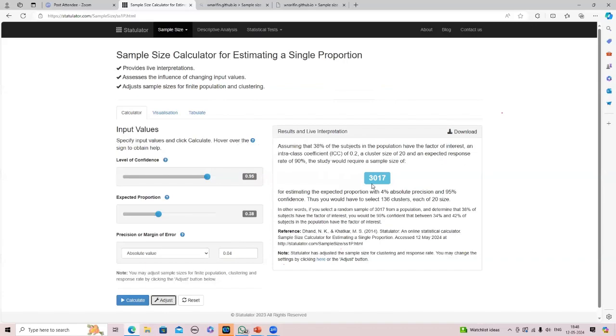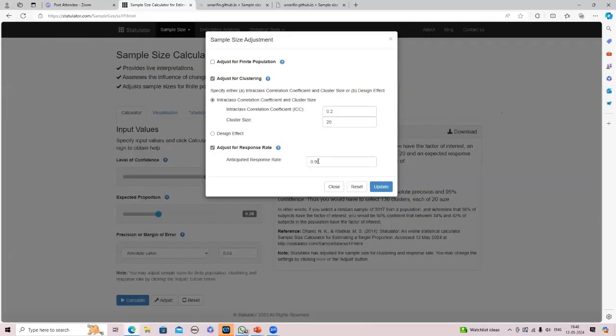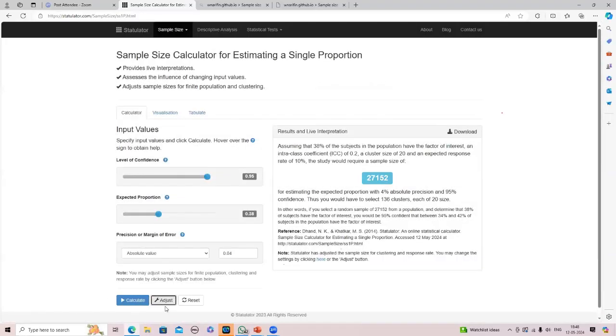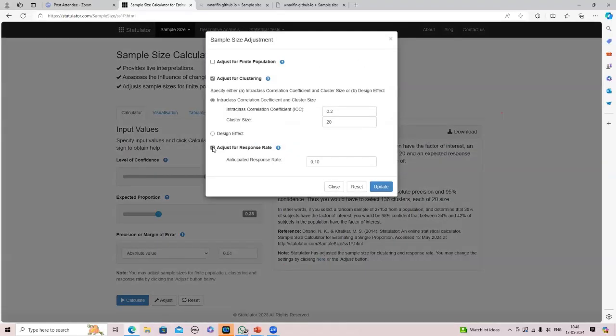Response rate with this one, there is some error. The anticipated response rate is 0.9. There is some issue. If you put 0.1, the cluster effect has some problem there.